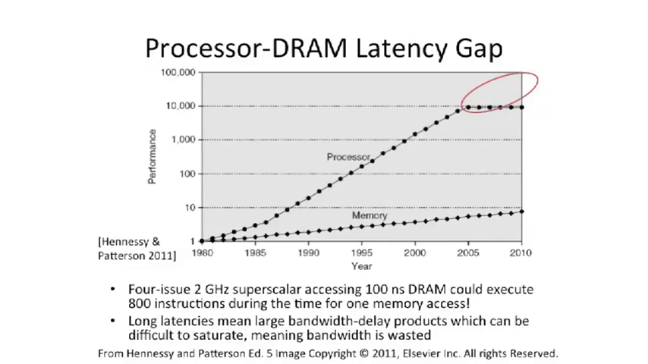So here we have a 4-issue, 2 gigahertz superscalar accessing 100 nanosecond memory. It can execute 800 instructions during the time to access that one DRAM memory reference. And we have things faster than 2 gigahertz now, and we also have slower memories, so depending on what memory system you put in, it's roughly about 1,000 instructions.